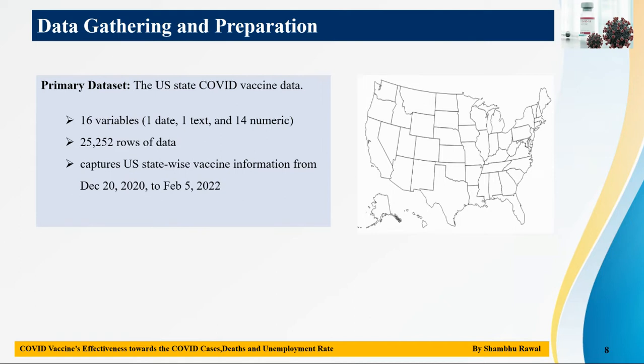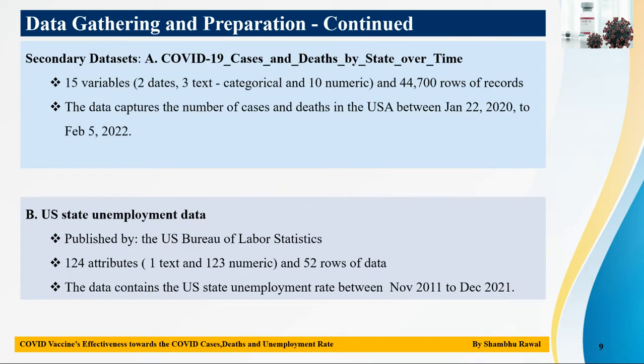The US state COVID vaccine data was the primary dataset, which had 16 variables: one text, one date, and 14 numeric. There were 25,252 rows of data in the primary dataset. As a secondary dataset, I used the COVID-19 cases and deaths by state over time. It had 15 variables: two dates, three text categorical, and 10 numeric variables, with 44,700 rows of records. The last data set used was the US state unemployment data.